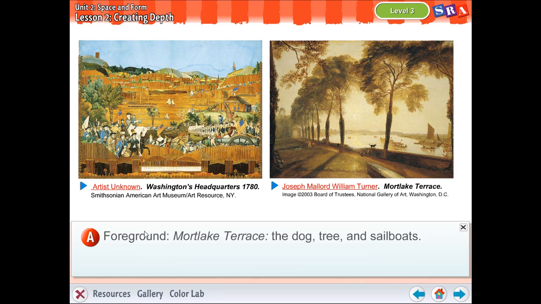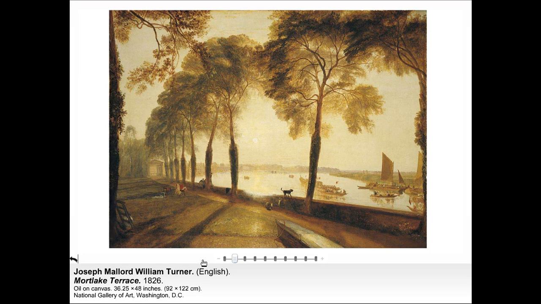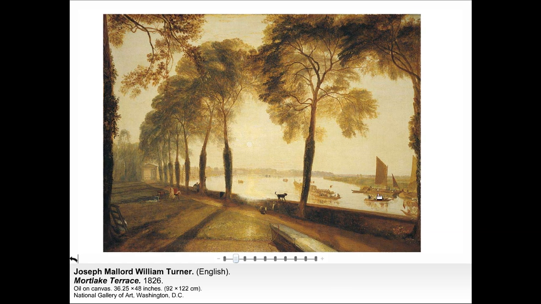Foreground, Mortlake Terrace. So in this one right here, let's look at this one. You notice that the things that are bigger, there's the wall right here, and then the big tree. And as it goes further, it gets smaller. And the way back in the background is really, really tiny. And the boats, you can't even see, they're little dots. But then as you get lower to the paper, things get bigger and you can see a little bit more of the details. Cool.